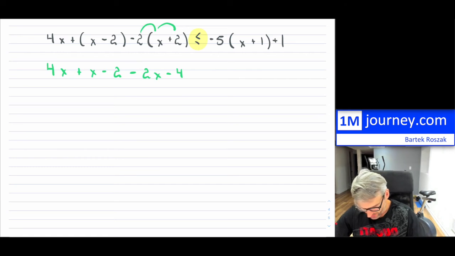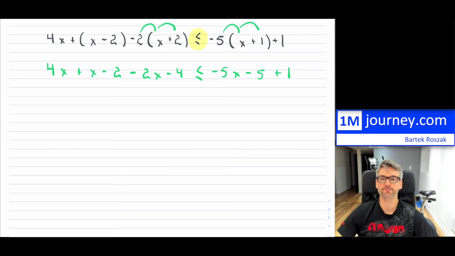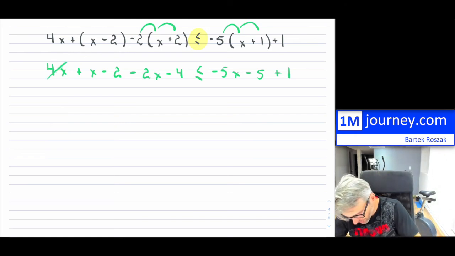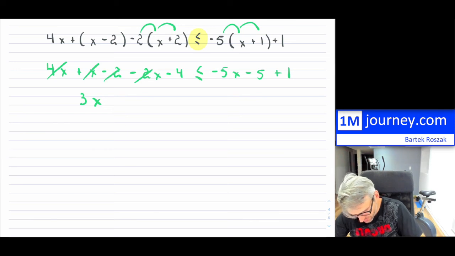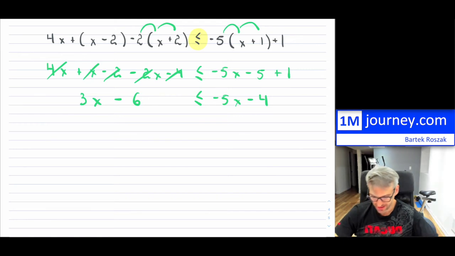Okay, so that's what we have there. Now, on the right-hand side, I'm going to bring this inside in here. Okay, so that's what we have there. Now, next, I'm going to try to put this into basically linear form. So 4x, that's 5x. 5x minus 2x is 3x. And then -2, -4, so that's going to be -6. So that's one line. My other line is -5x minus 4. So that's my second line.